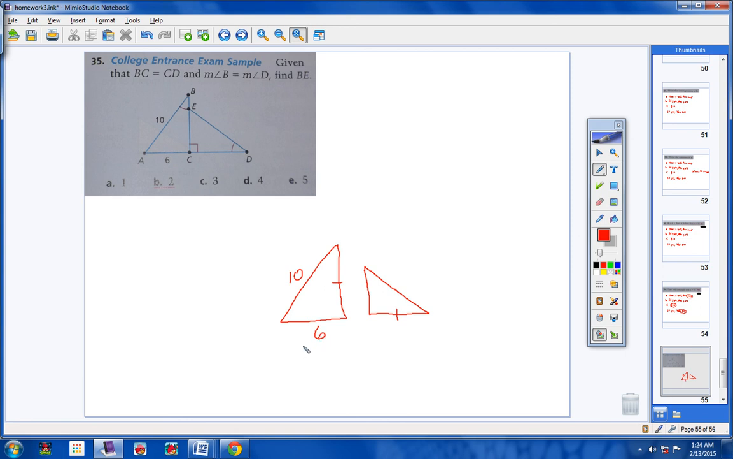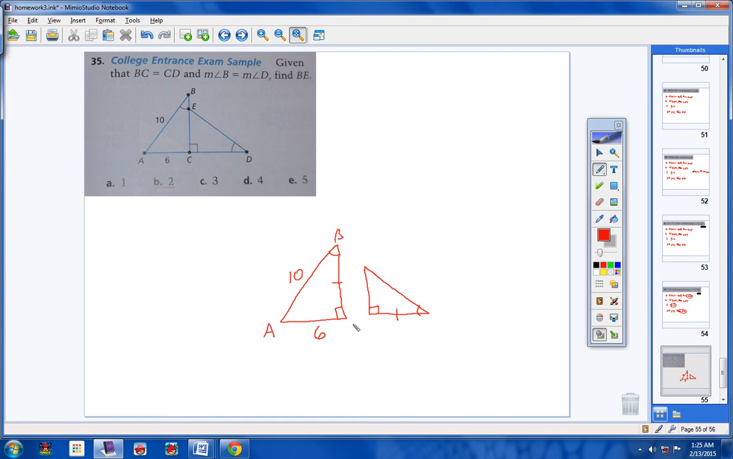Now, let's see what else we have. I know this angle here is congruent to this angle here, okay? And I know I've got a right angle here and a right angle here, okay? Now, they want us to find the length of BE. They want us to find this little length from here to here, okay? Now, let's stop and think. First of all, do you notice something, students? I have two angles in this triangle congruent to two angles in this triangle. So I know for sure the two triangles are what we call similar. They are similar, okay?